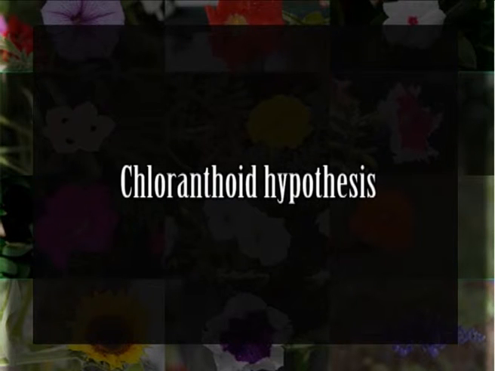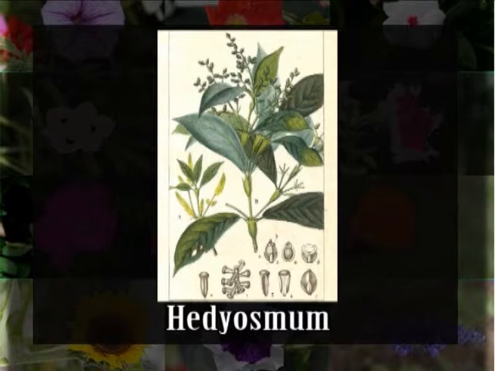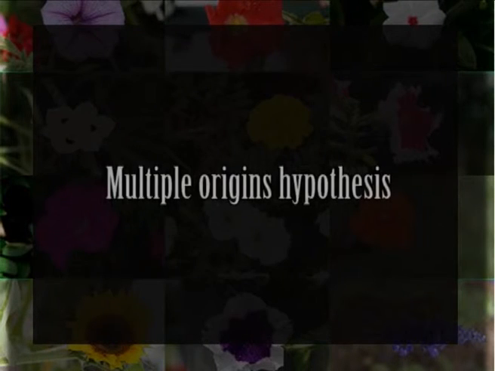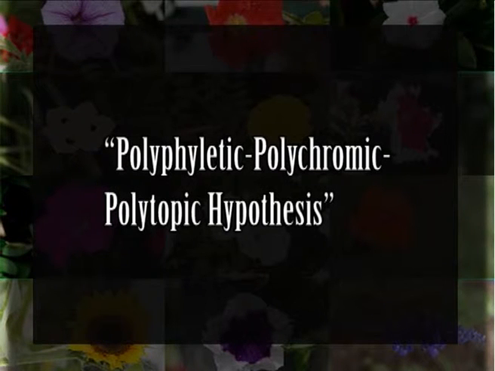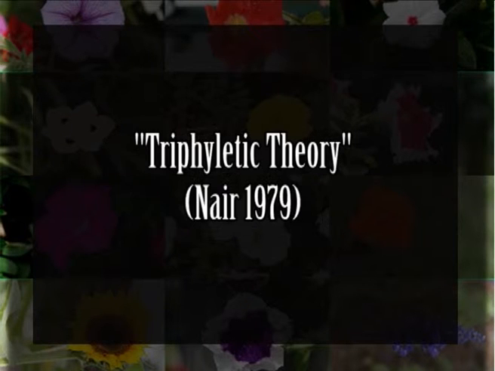Another theory is the Chloranthoid hypothesis. This hypothesis suggests that flowering plants evolved from chloranthoid ancestors, not unlike the modern angiosperm family Chloranthaceae. Arguments presented by Sturm in 2004 in favor of Leroy's proposal include reports of data from molecular systematics that place Hedyosmum in a clade basal to other extant angiosperms. Multiple origin hypothesis: according to this hypothesis, the flowering plants evolved from multiple unrelated seed plant lineages. The Polyphyletic-Polychronic-Polytopic hypothesis and Nair's Triphyletic theory are best placed in these hypotheses.